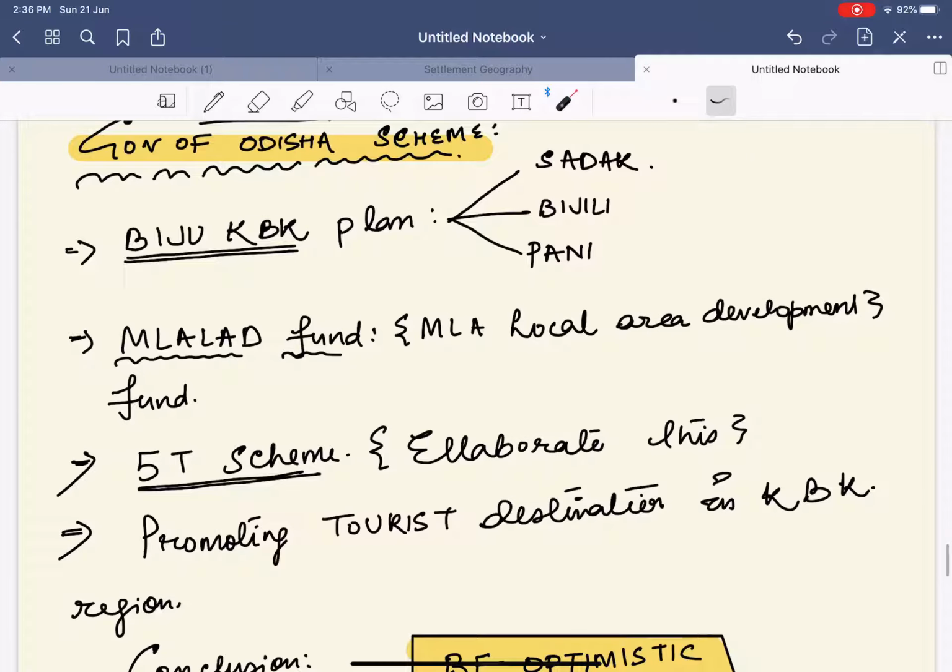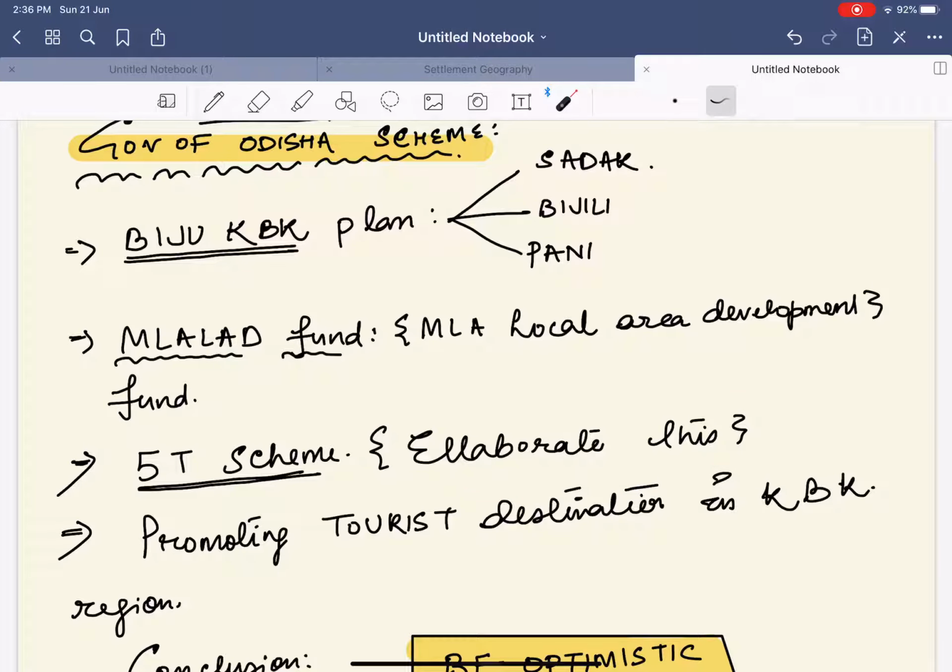Next, we have the MLA LAD. What is MLA LAD? That is Member of Legislative Assembly Local Area Development Fund. Under this fund, the government allocates the fund to the MLAs who can take up the development activities. Next but not the least, we have the 5T schemes. Now you need to elaborate on these 5T schemes. It's already there on the net.